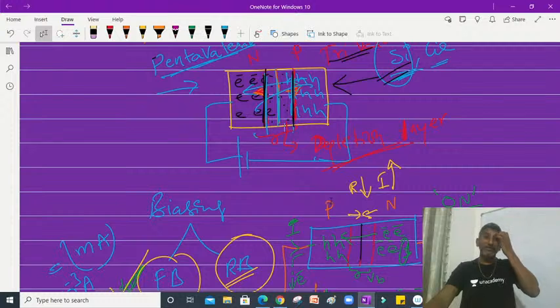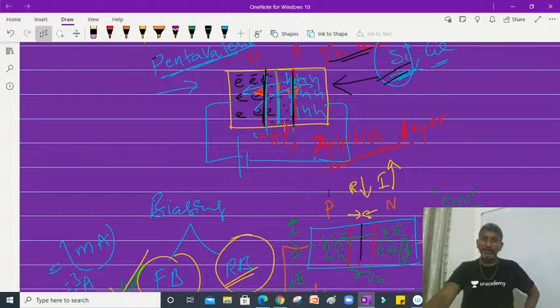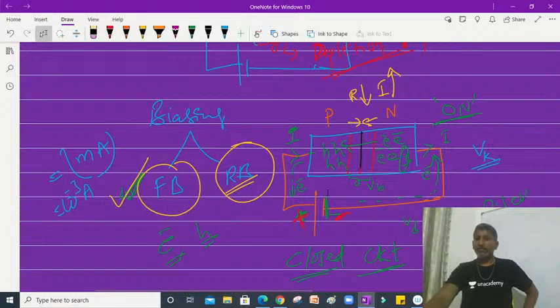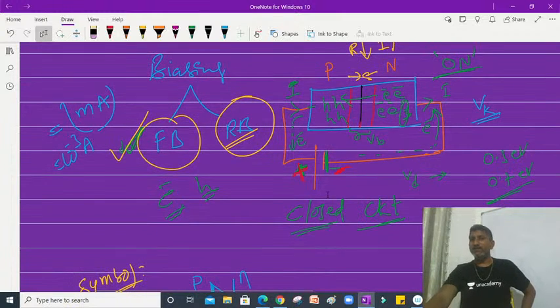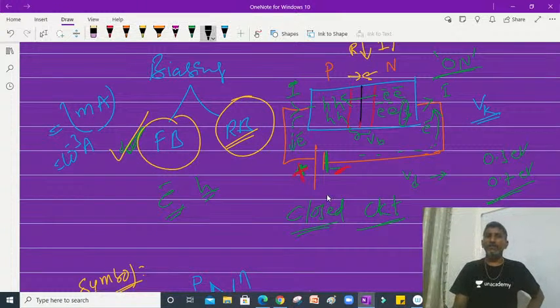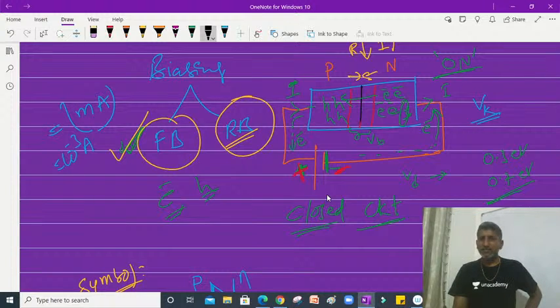So to cross that barrier, we are going to bias the diode. Biasing is nothing but giving an external aid, meaning a battery supply. When the p-type connects to the positive plate of the battery and the n-type connects to the negative plate of the battery, we have seen the mechanism of how charges repel or attract.